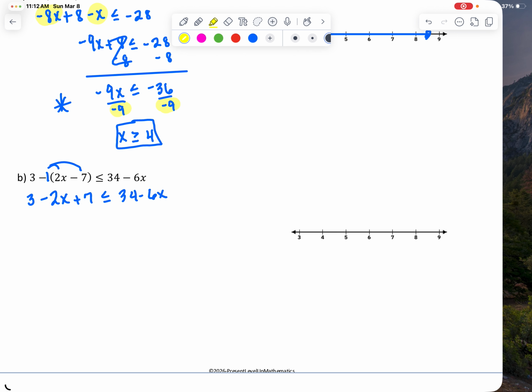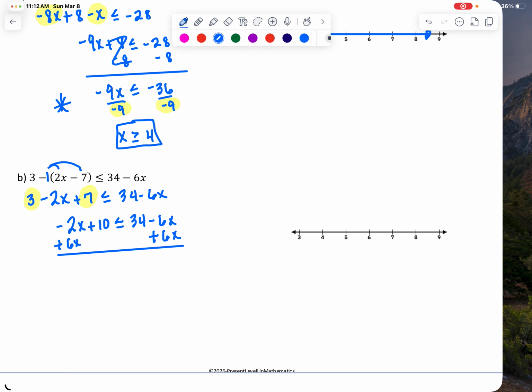Now, look for any like terms you have because you must combine those before you can solve it. So negative 2x, 3 plus 7 gives you 10, less than or equal to 34 minus 6x. All right, now I want to get all the variables on the left side of the inequality. So I'll add 6x here to remove it and add 6x here.